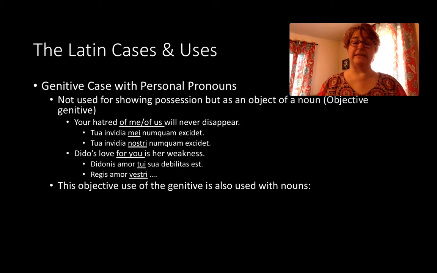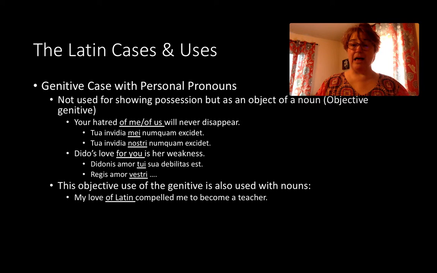The objective genitive is not only for the personal pronoun, but you can just as easily use the objective genitive with nouns. Look at these examples. My love of Latin compelled me to become a teacher. It's clear that Latin is the object of the love, the direct object of love, if you will. But because love is a noun in this sentence, I must express its direct object in the genitive case. So when I write that into Latin, I would write meus amor Latini, my love of Latin, or you could even say for Latin.